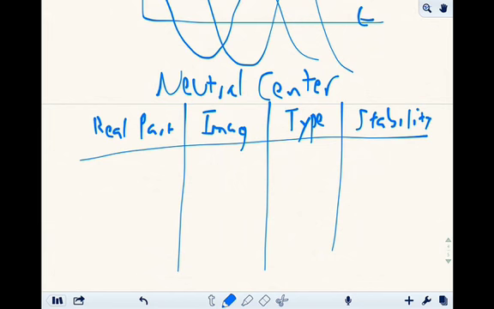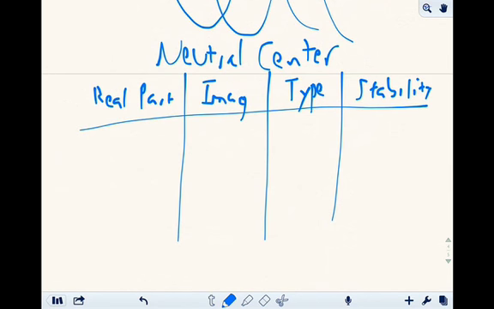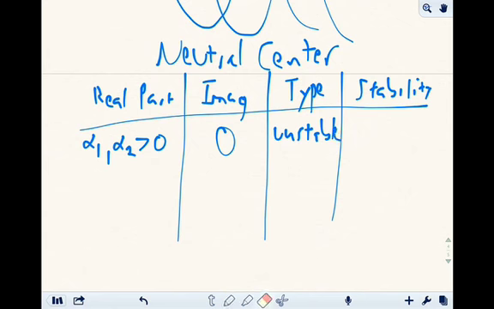So for the case where both real parts, alpha 1 and alpha 2, are greater than 0, so you had two eigenvalues, purely real, both positive, that was an unstable situation. It's going to grow with time. I just put that in the wrong column here, one second. The type of that was a nodal source. That was unstable.